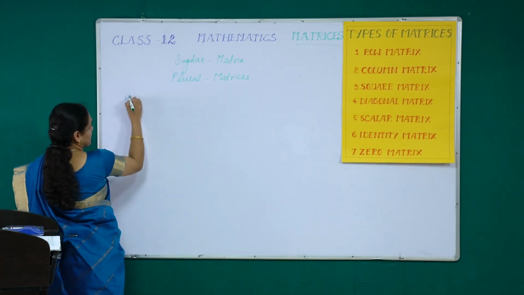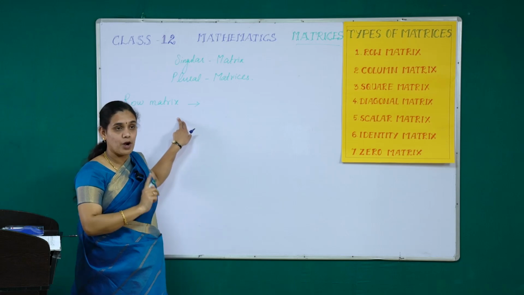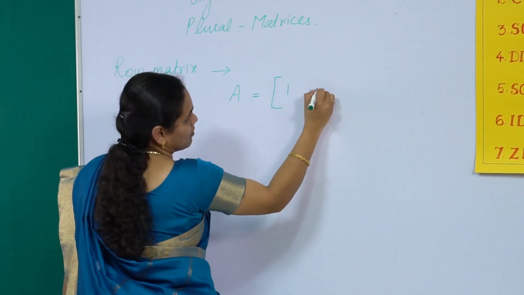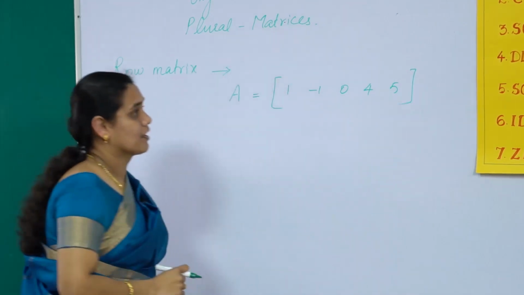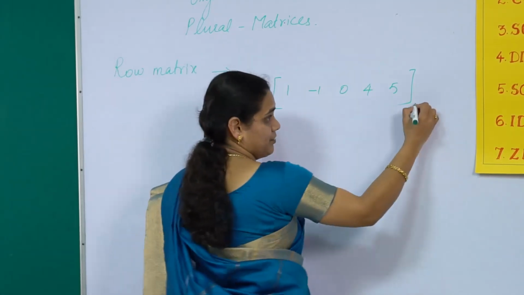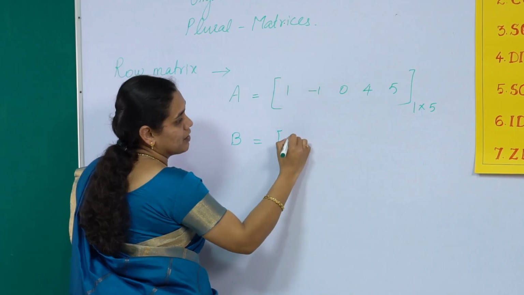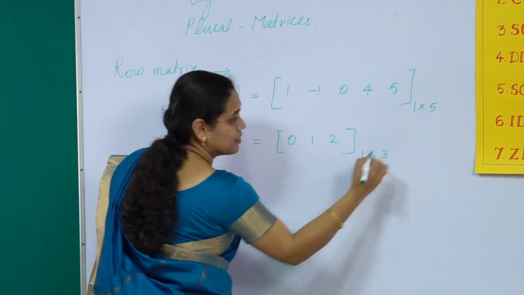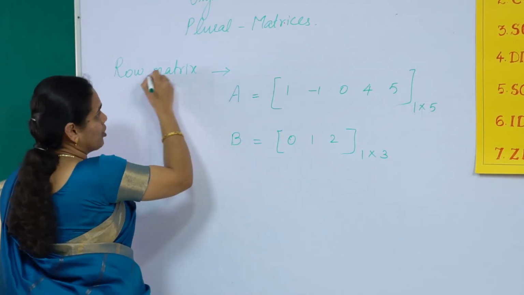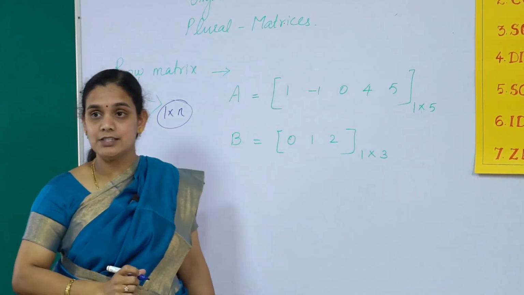Now, what is a row matrix? A matrix which has only one row and any number of columns is called a row matrix. Example: 1, -1, 0, 4, 5. See, in this matrix, we have only one row and 5 columns. So the order of this matrix is 1 by 5. And there is another matrix, B: 0, 1, 2. This is 1 by 3. We see that this 1 is common, as it has only one row. So in general, the order of the row matrix is 1 by n.